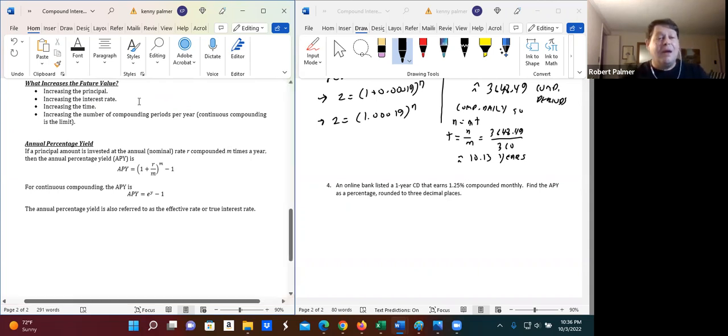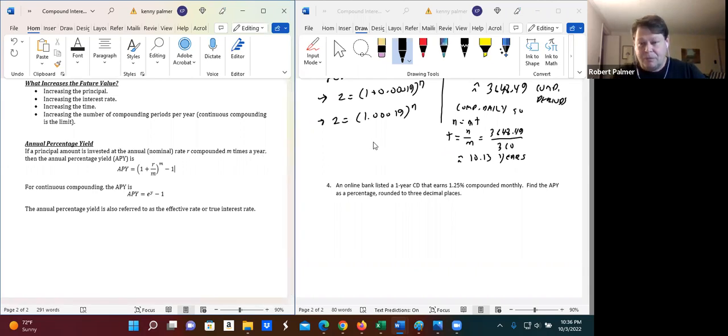Because as we said, if you increase the interest rate, that increases your amount, your return, your yield. If you increase the number of compounding periods, that also increases your yield. But sometimes it'll be hard to compare them as they are, so we use something like this to help us compare. Let's take a look at an example and see how this works.